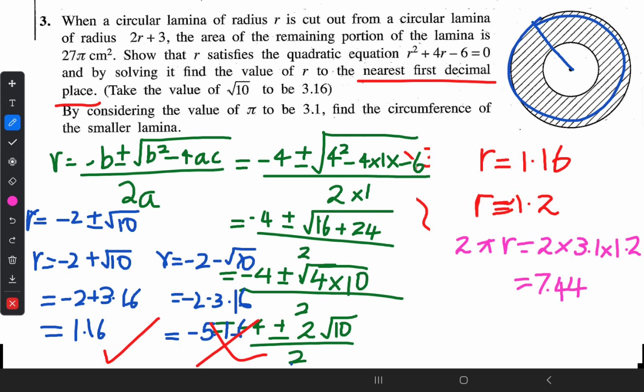So finally, the circumference of the small lamina is in centimeters, because the area was indicated using the unit square centimeters. That means the radius would be 1.2 centimeters, and the circumference would be 7.44 centimeters. That should be your answer.